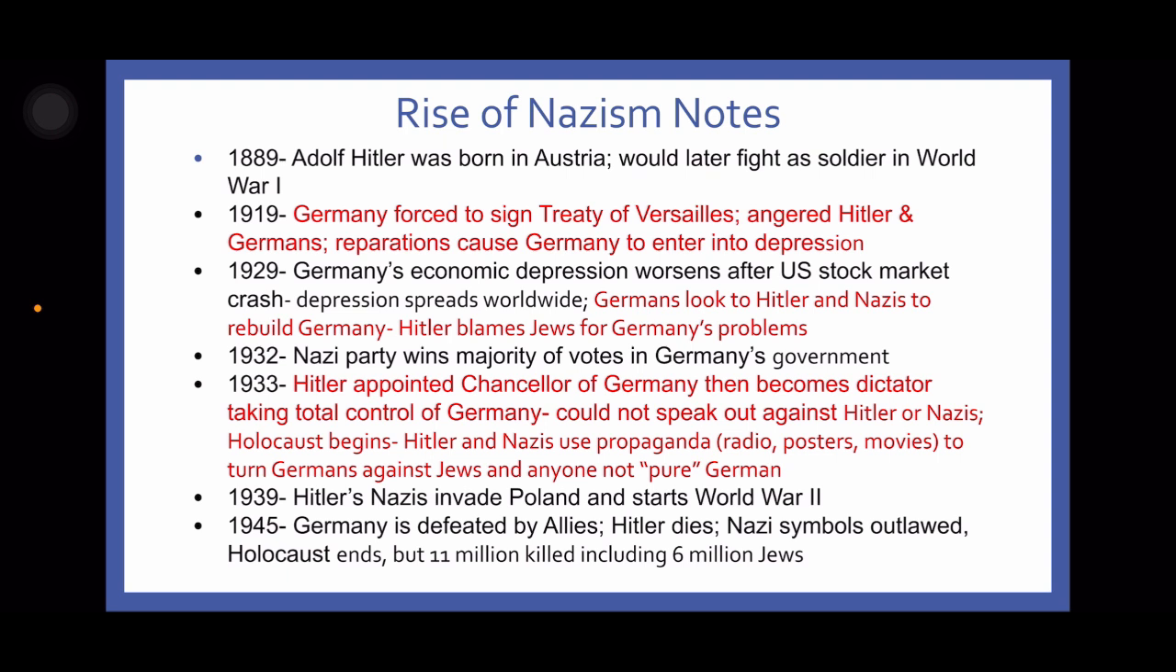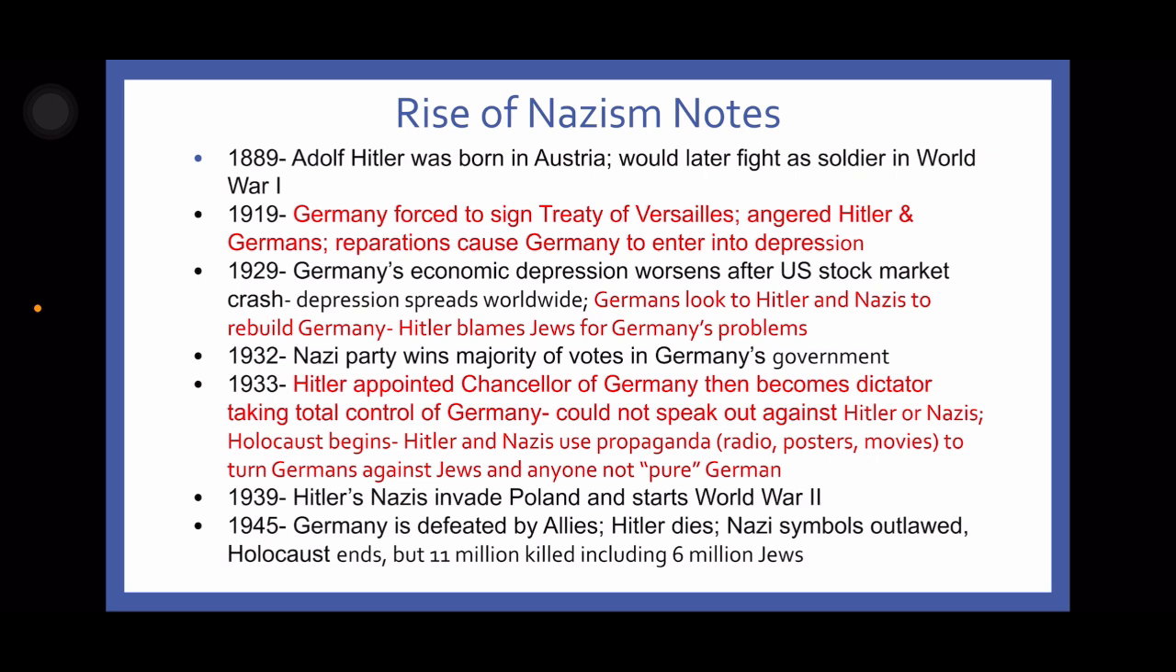Hitler and the Nazis invaded Poland and started World War II. And of course, the Holocaust was going on during this time because people were now prejudiced against Jews. They hated Jews. So there were gas chambers, and sending them to concentration camps. It was a very messed up time in life. In 1945, Germany was defeated by the Allies. Hitler died, and the Nazi symbol was outlawed. The Holocaust ended, but 11 million people died, including 6 million Jews.